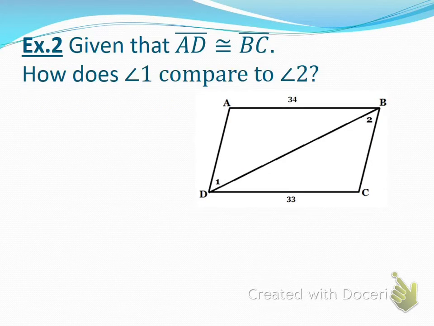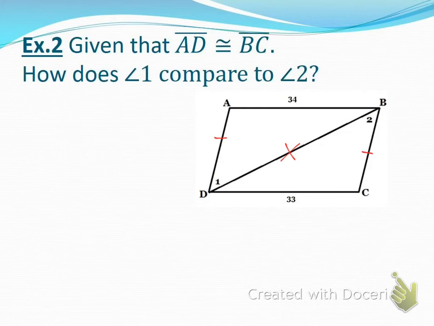Given that AD is congruent to BC, so I'm going to mark that right away. AD congruent to BC. How does angle 1 compare to angle 2? Now, of course, what do we know about BD? Congruent to itself, so you could mark that also. So angles 1 and 2 are included angles. They're squished in between these sides that we've marked.